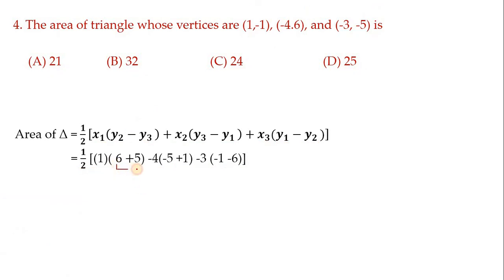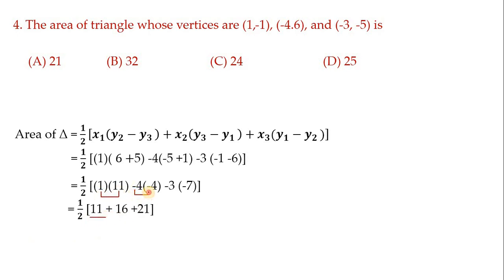So first let me add these two. So 6 plus 5 is 11. We get 11 here. So here minus 5 plus 1 is minus 4. Minus 1 minus 6 is minus 7. Now let us simplify again. So multiplier 1 into 11 is 11. So minus into minus is plus.